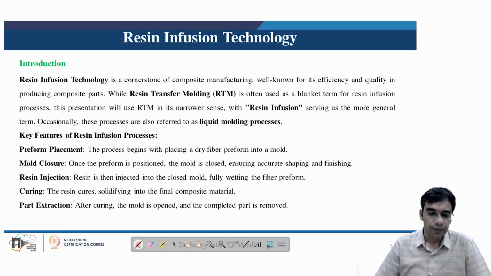So resin infusion technology is basically a cornerstone of composite manufacturing and is well known for its efficiency and quality in producing composite parts. While resin transfer molding is often used as the blanket term for the resin infusion process, this presentation will use RTM in its narrow sense, with resin infusion serving as the more general term. Occasionally these processes are also referred to as liquid molding processes.